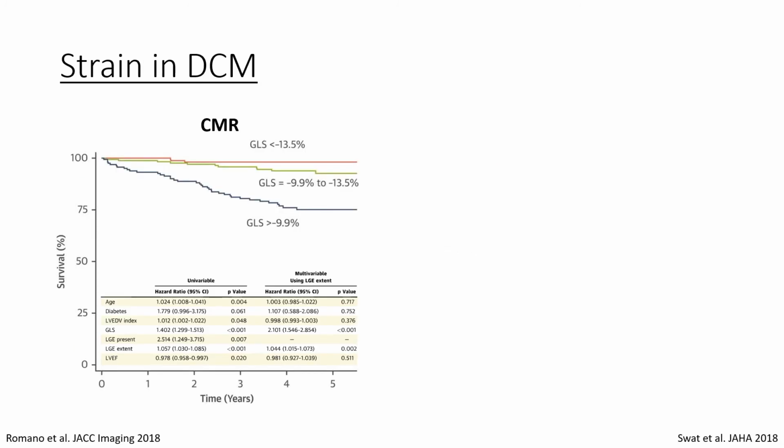An echo talk would not be complete without a word on strain, and strain has been looked at in dilated cardiomyopathy both in echo and in CMR modalities. What we know is that, as in most other conditions, a low GLS confers a higher risk of mortality in patients with DCM. Interestingly, when we consider GLS and LGE in a prognostic model for mortality, they turn out to be the only two things that are predictive of mortality in 5-year follow-up. Things like ejection fraction and LV size, in this case LV end-diastolic volume index, are not at all predictive.